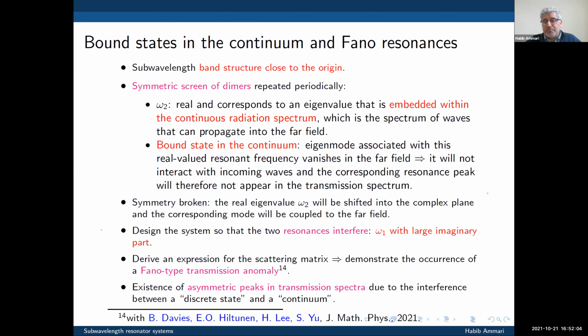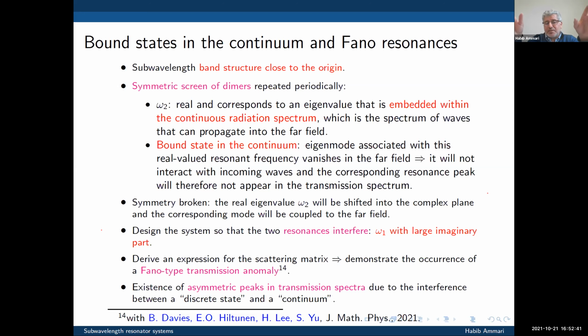I have been talking about this for forever now. The spectrum of waves that can propagate into the far field, but remarkably, the eigenmode associated to this omega-2 cannot be coupled to the far field, cannot interact with incoming waves. And then the idea is to have the symmetry of this screen broken slightly. So then the real frequency omega will be shifted into the complex plane, and the corresponding mode will be coupled to the far field. And now you have to design the system in such a way that you have a huge interference between your omega-1 and omega-2.